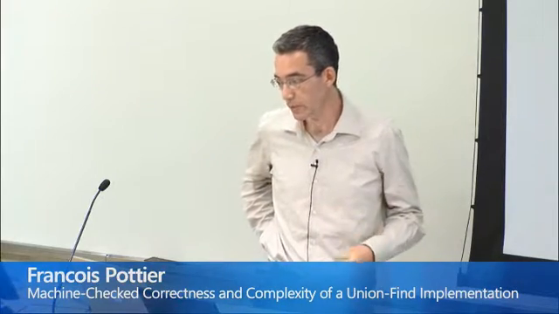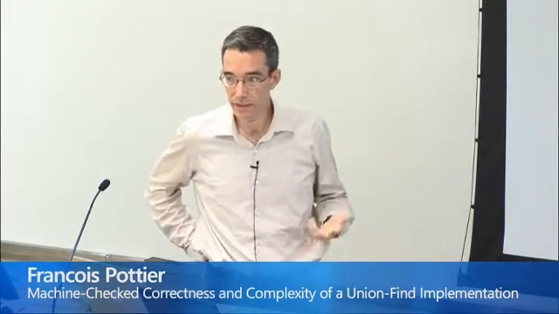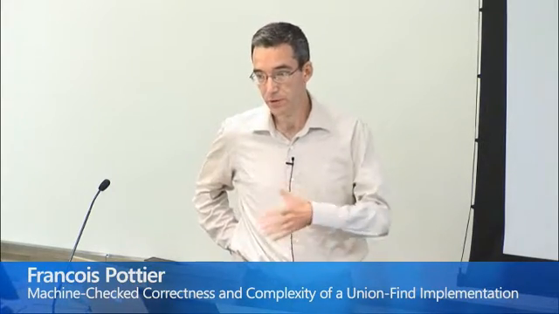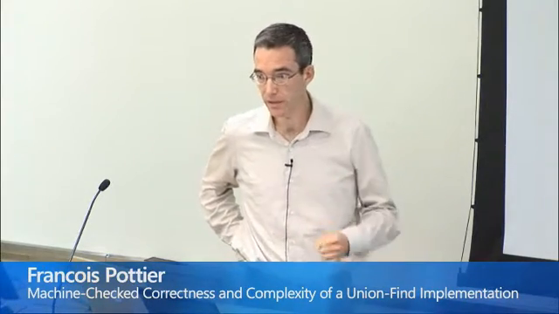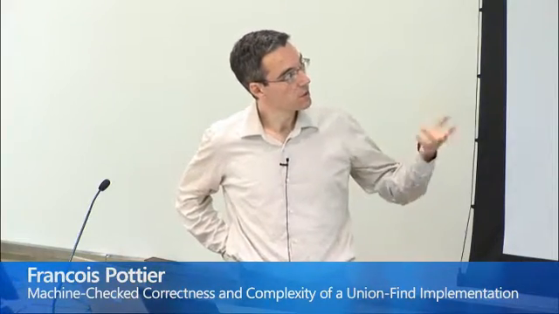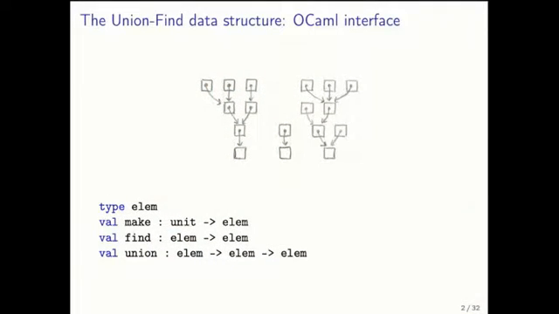And it's also interesting because it has a very tricky complexity analysis which has been simplified over the years, beginning with Tarjan's analysis in '75. And so we wanted to see if we could port this analysis to a machine-checked version of it. So I'll begin by recalling briefly what union find is, how it works.